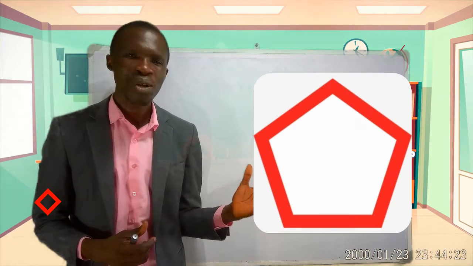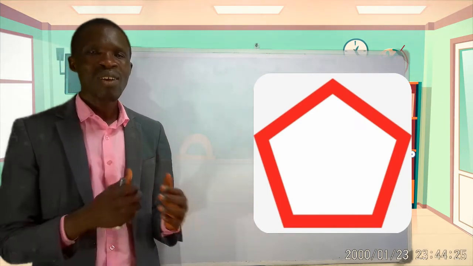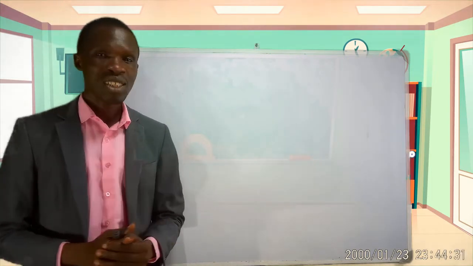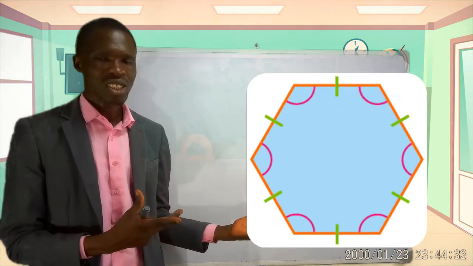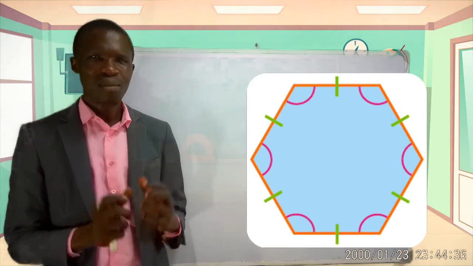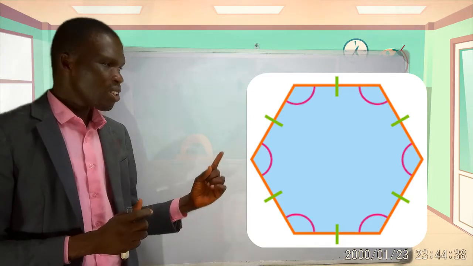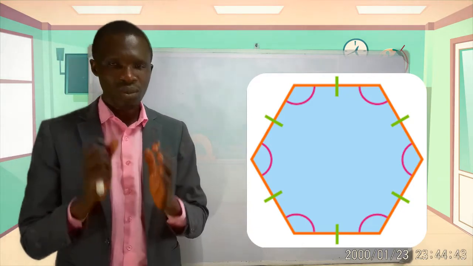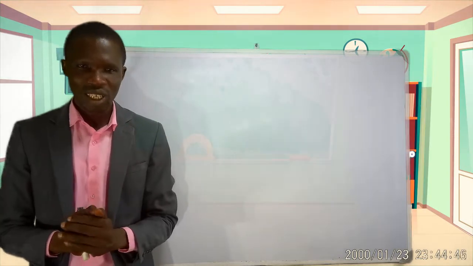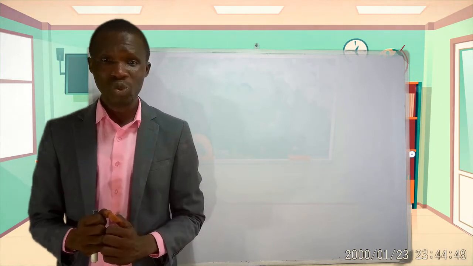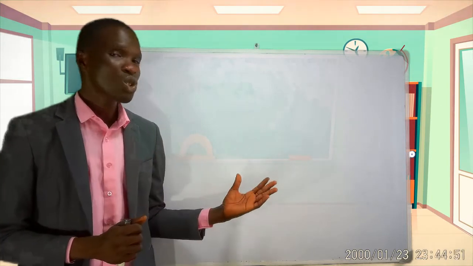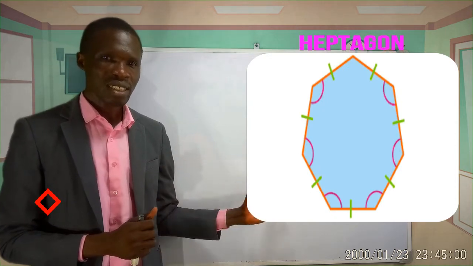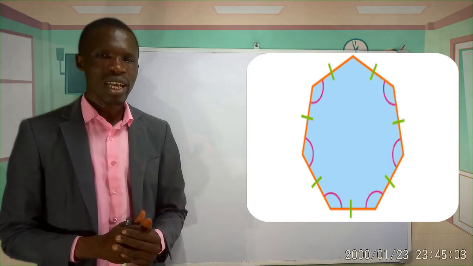Why do we call this shape a pentagon? Because it has 5 sides. Then number 6, we have the hexagon. What is a hexagon? Let's count the number of sides of this shape. 1, 2, 3, 4, 5, 6. That is 6 sides, and that is why we call it a hexagon. Now let's take a look at this one, number 7. It has 7 sides, and we call it a heptagon.